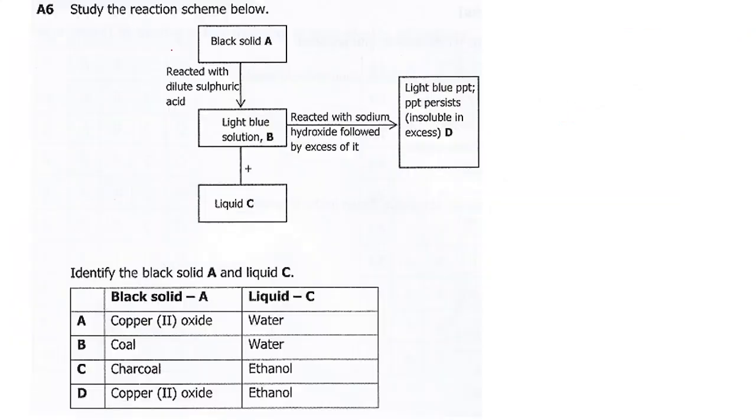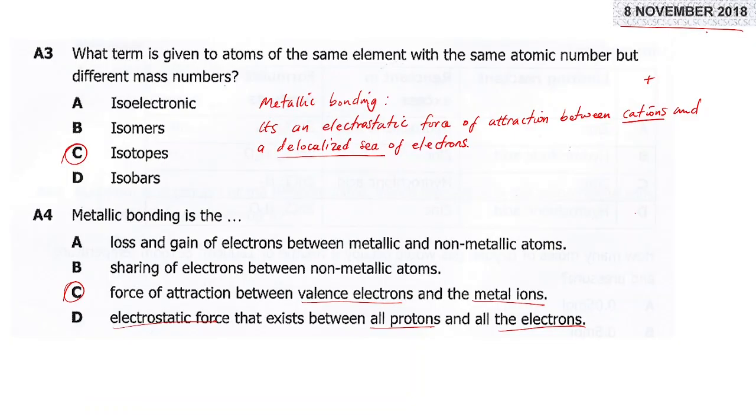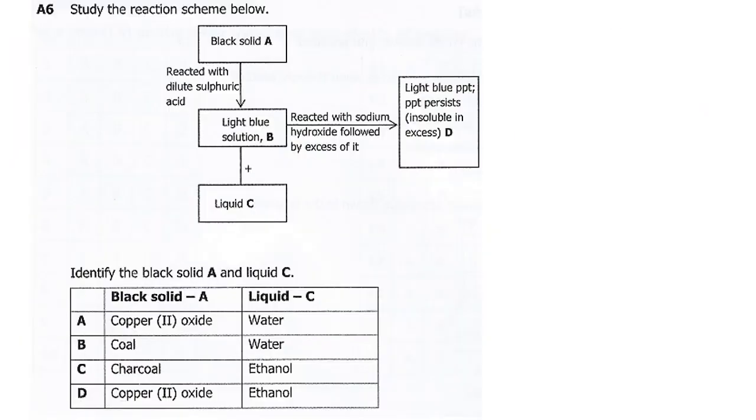So here we have this question which also came in the same year, 2018. It reads: study the reaction scheme below. We have black solid A, reacted with dilute sulfuric acid. Then a light blue solution B is produced, plus liquid C. Then that is reacted with sodium hydroxide, followed by excess of it.